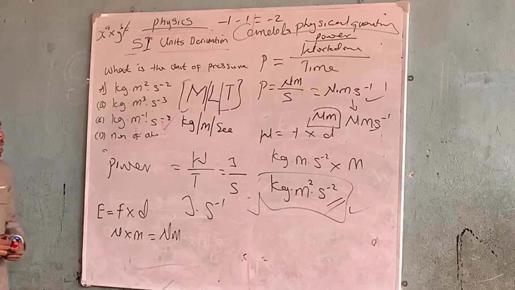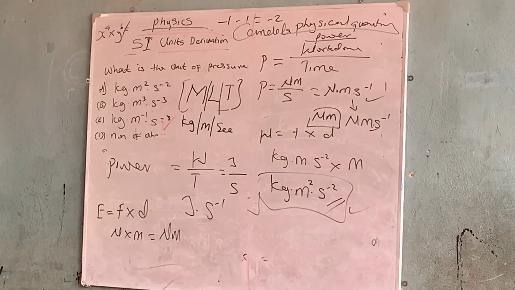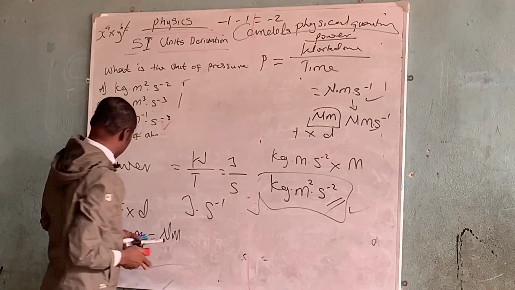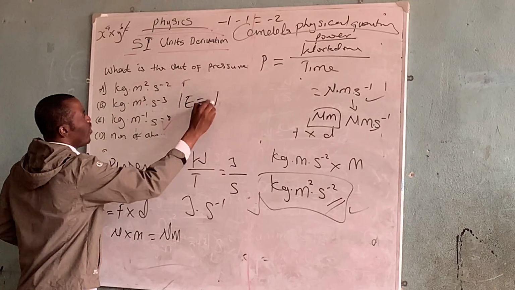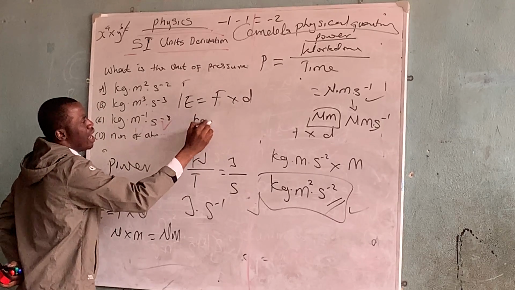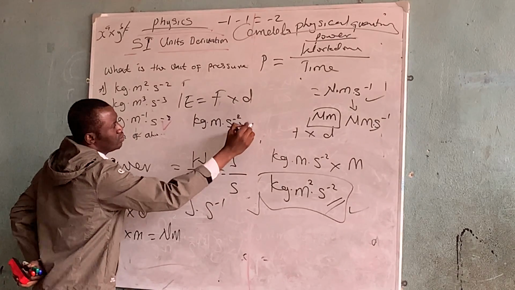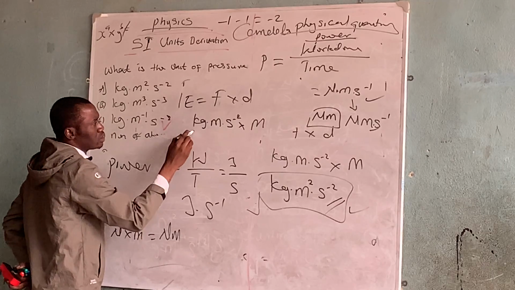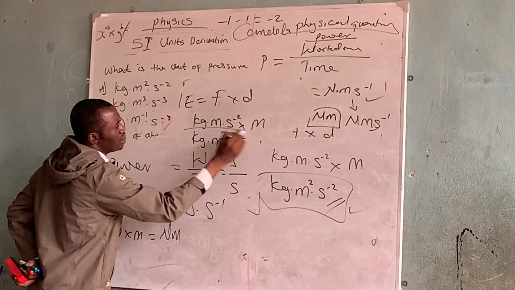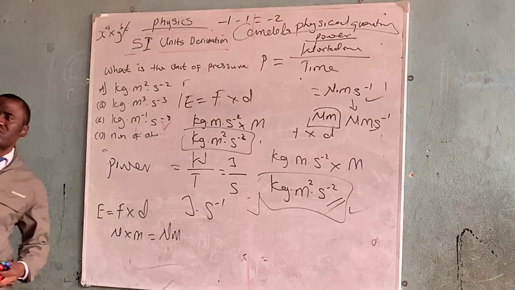Now you can also say that energy can also be force times distance again. What's the unit for force? Kilogram meter per second squared, times meters. 1 plus 1 is what? 2. So this can also be the unit for energy. So that's where we'll stop for today's class.